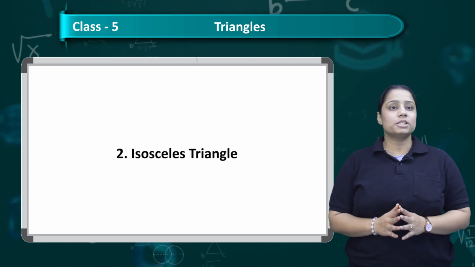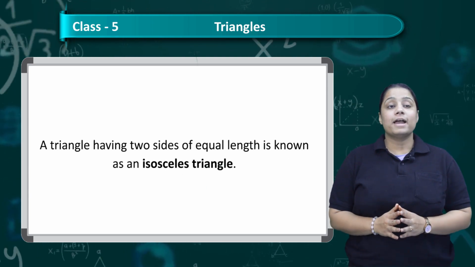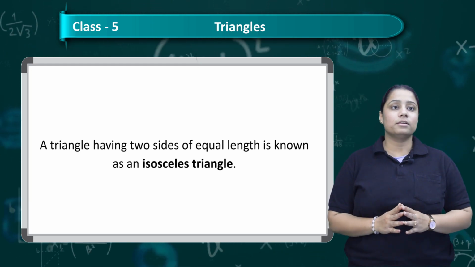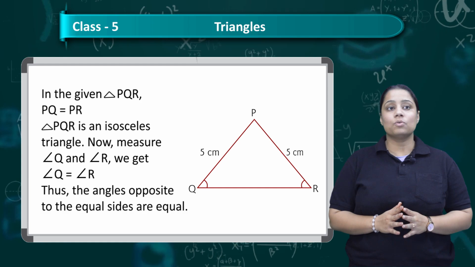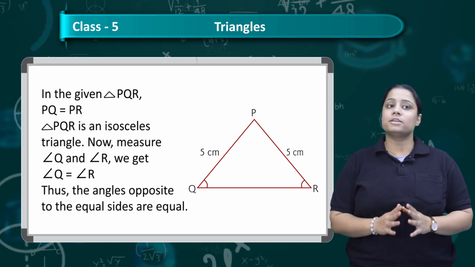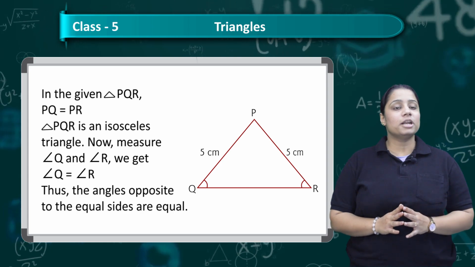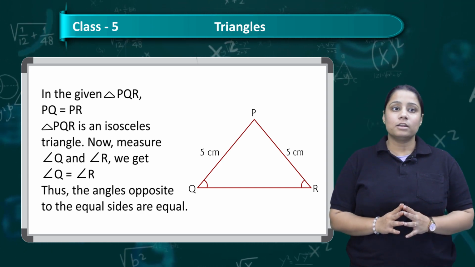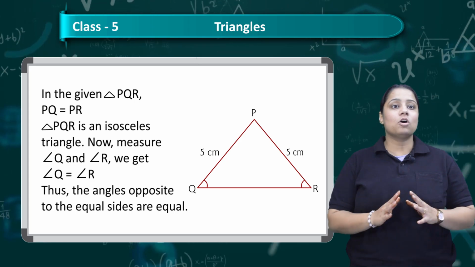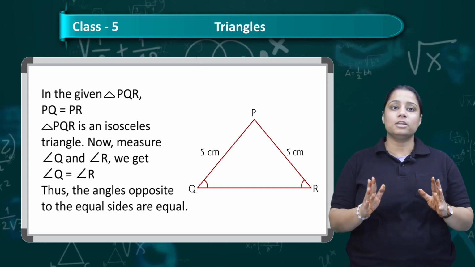Second, the isosceles triangle. A triangle having 2 sides of equal length is known as an isosceles triangle. In the given triangle PQR, PQ equals PR. Triangle PQR is an isosceles triangle. Now measure angle Q and angle R. We get angle Q equals angle R. Thus, the angles opposite to the equal sides are equal.